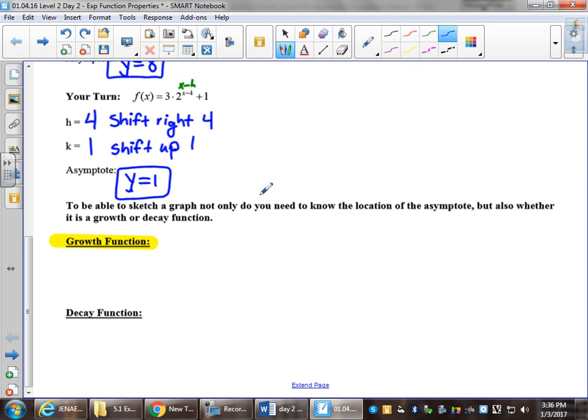And now for some notes. For a growth function, we have a positive a value. And b is greater than 1. A sketch, we're going to be fitting a sketch down here as well. So kind of try to mentally divide the space. Don't come down here too much. Let's sketch a graph.